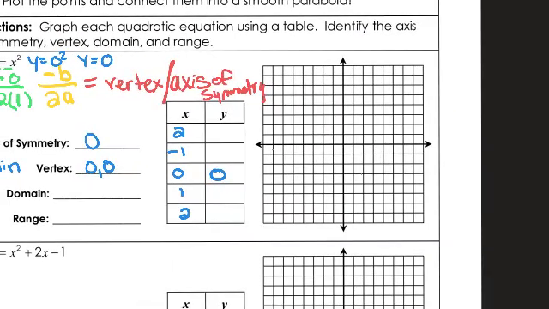Okay, so let's put in 0, 0. There's our happy minimum. So if our function is y equals x squared, and we know that x is going to equal 1, what is y? Well, 1 squared is 1, so y is 1. So when x is 1, y is 1.